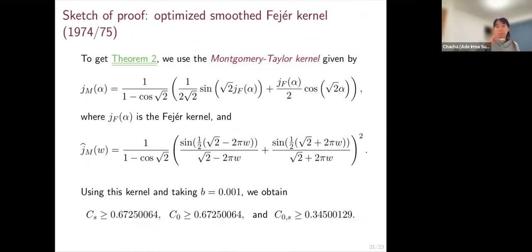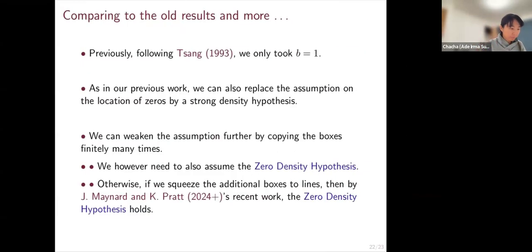But this time we don't take b going to 0, we just take a fixed b, 0.001, and we will show a table of how the result degrades as b goes bigger. Now this is my final slide. I told you before, the reason why in the previous result we couldn't get 2/3 proportion is because we took b equals 1. So you can get better results, but of course you have a stronger assumption. Basically you only allow zeros in a very thin box.